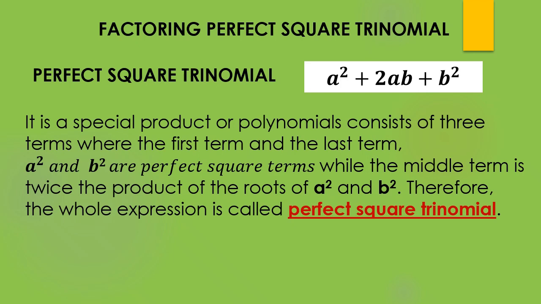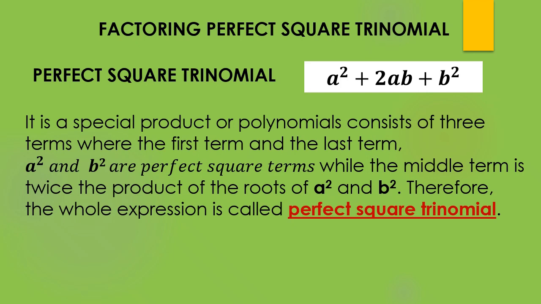2ab, and b squared. It is a special product or polynomial that consists of three terms where the first term and the last term, which are a squared and b squared, are perfect square terms, while the middle term is twice the product of the roots of a squared and b squared. Therefore, the whole expression is called perfect square trinomial.